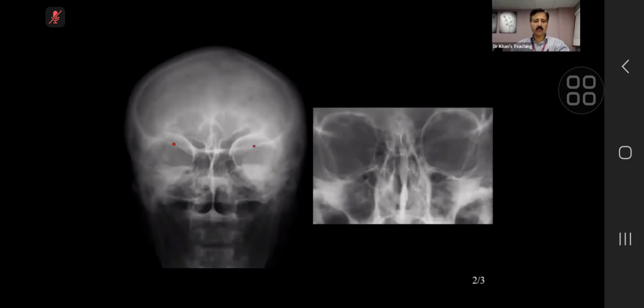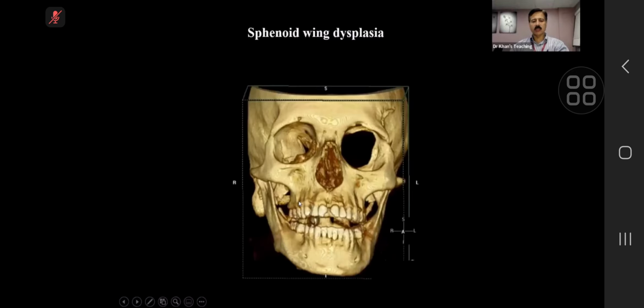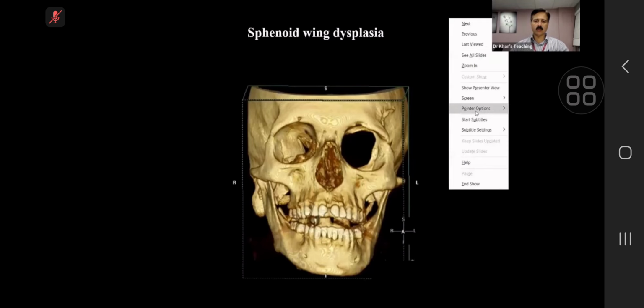This is normal anatomy of what we were considering, and this is normal on a PA film. That line is missing here. And this is another case of sphenoid wing dysplasia, where you can see that this is missing. And so, fine.